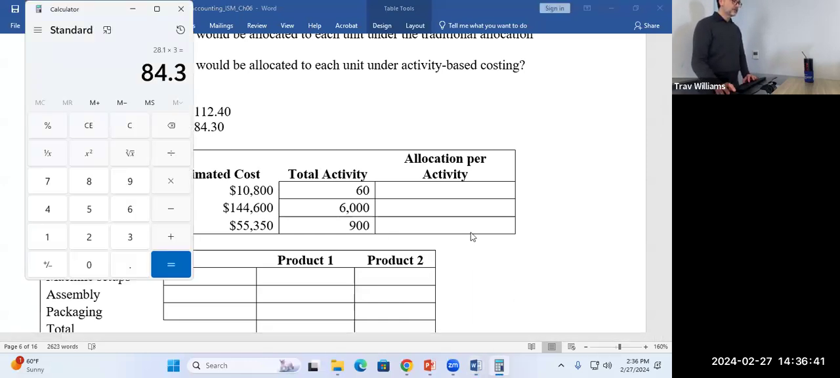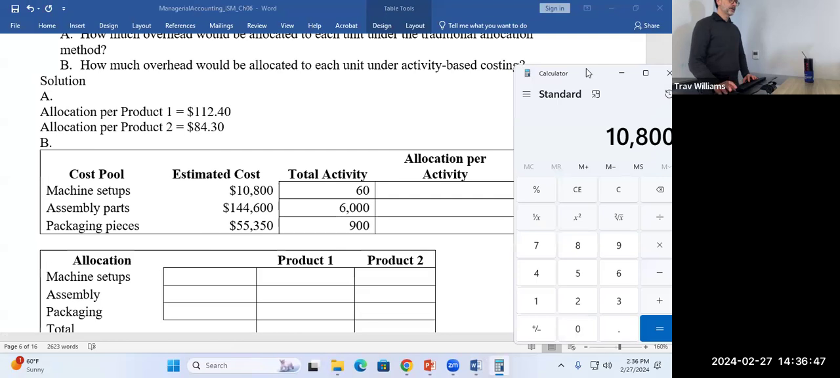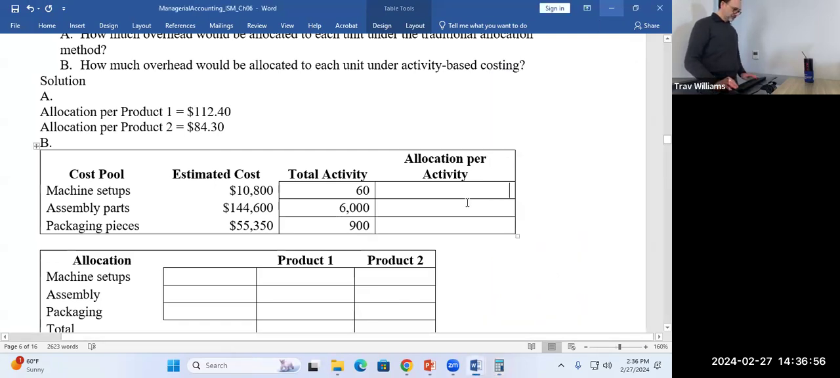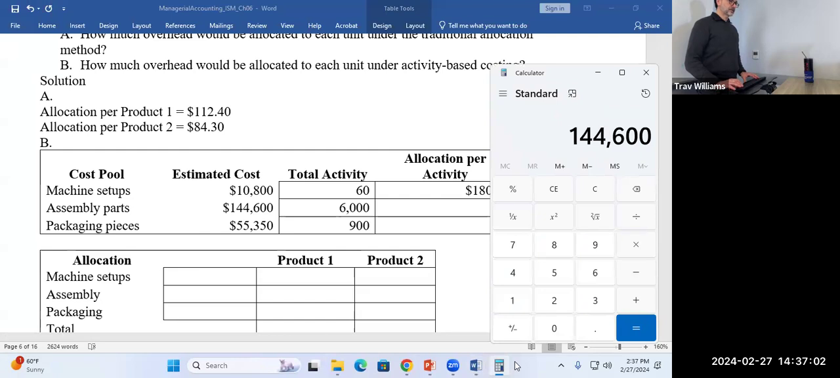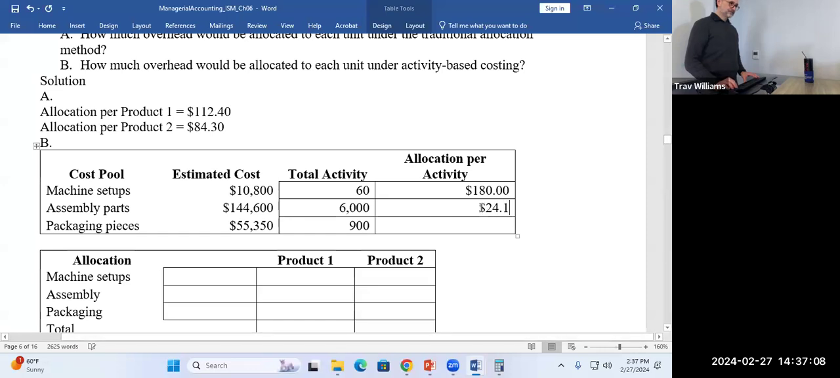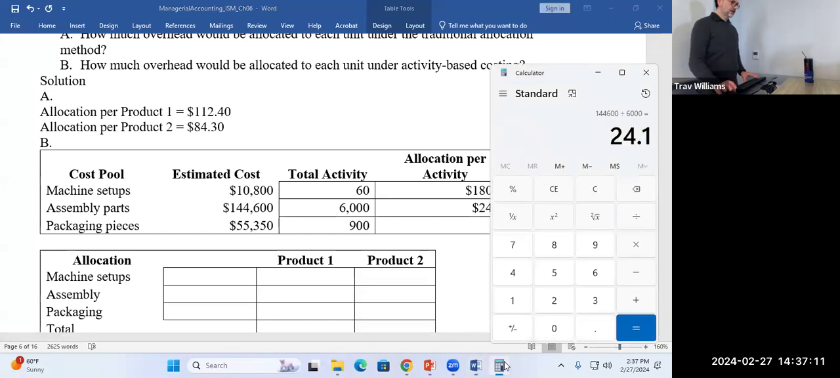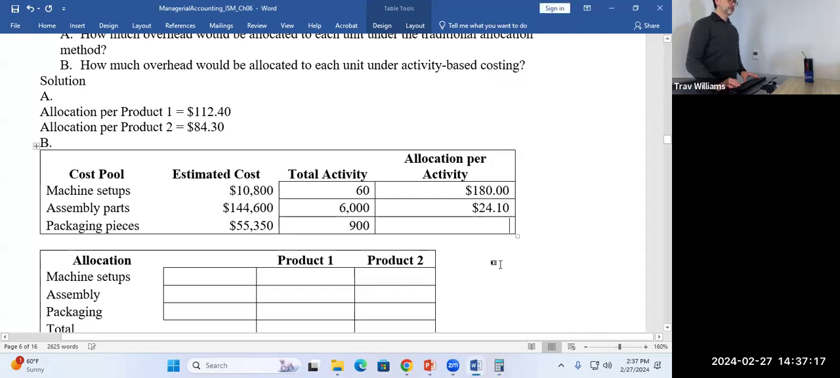So that's the total activity. What do we do now? Divide. So the overhead cost in each cost pool divided by the total activity for all products comes out to $180 for machine setups. Then for assembly parts, $24.10. And for packaging pieces, $61.50. Okay, so now we have an overhead rate for each of those 3 different cost pools.